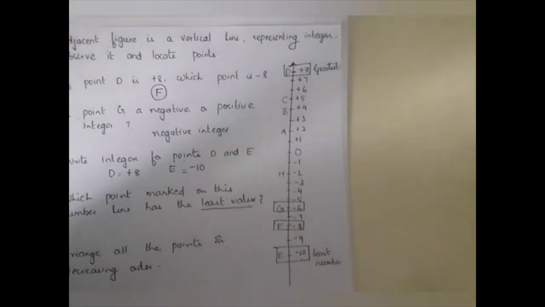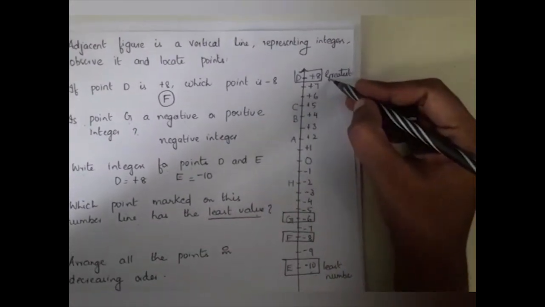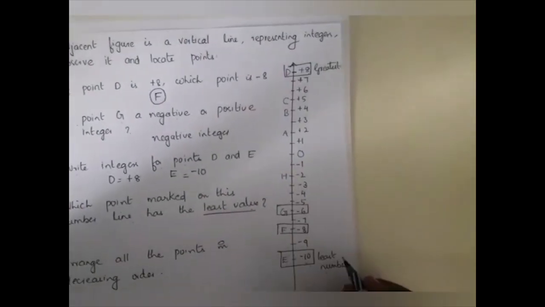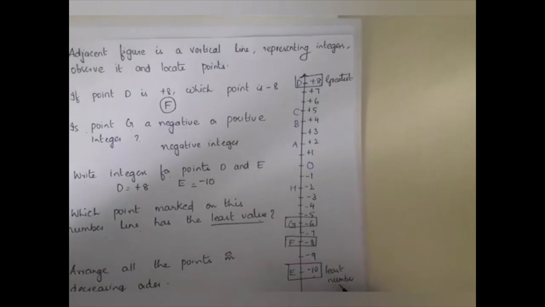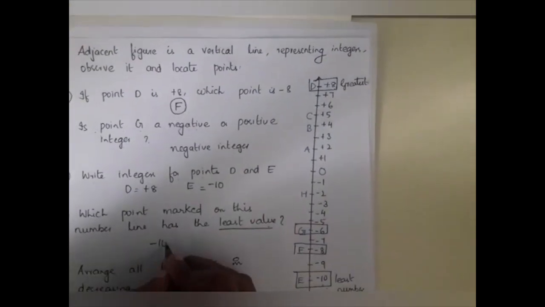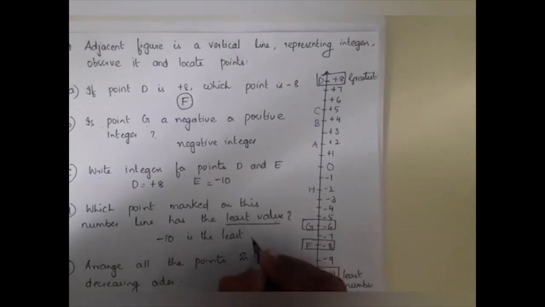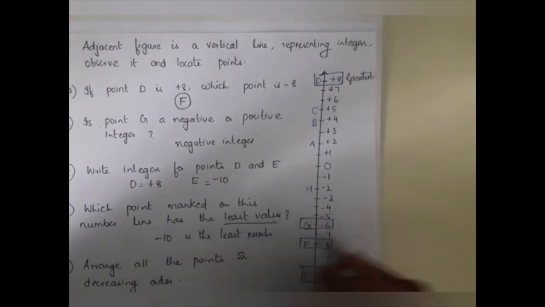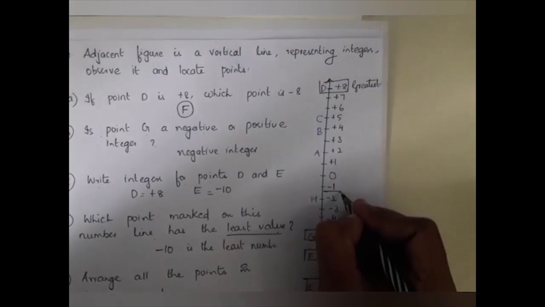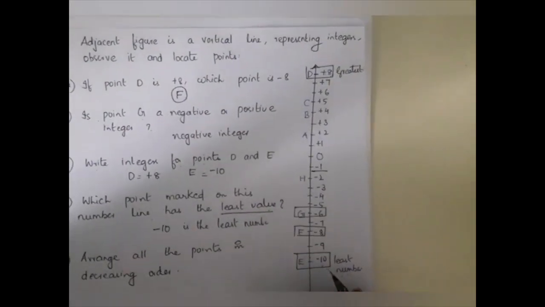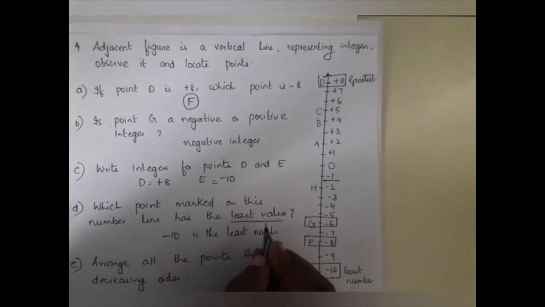Is this correct or not? Positive 8 is the greatest number, negative 10 is the least number. Negative 10 is the least number. Don't write negative 1 is the least number. In the case of negatives, the bigger-looking number will be the least number. Keep that in mind. Negative 10 is the least number.